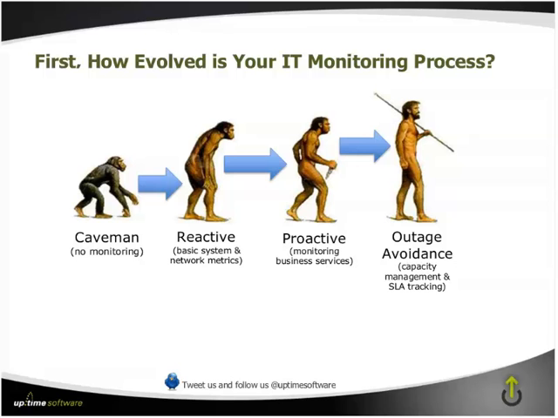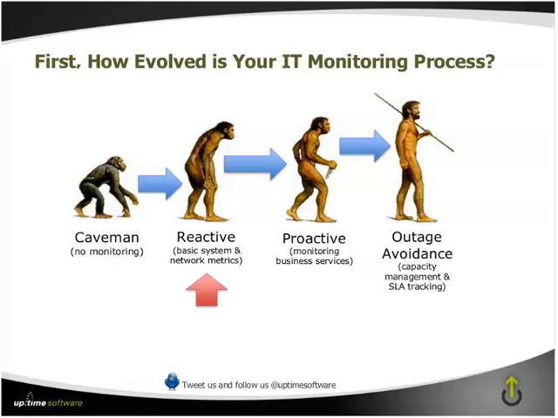Now the second stage in your evolution is what we call the reactive stage. This is where you do have more basic system and network metrics in place, but you spend most of your time fighting fires versus being able to move to the third stage in the evolution, which is being proactive. So being able to monitor your business services, proactively detect outages and work around them before they actually occur, which is our final stage, which we call outage avoidance. So you can see the evolution here mirroring the evolution on screen.